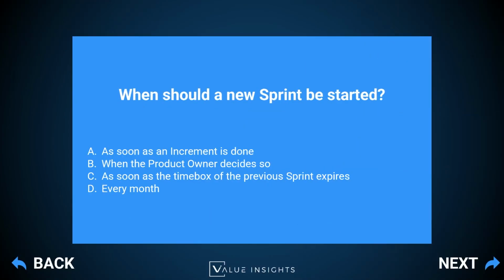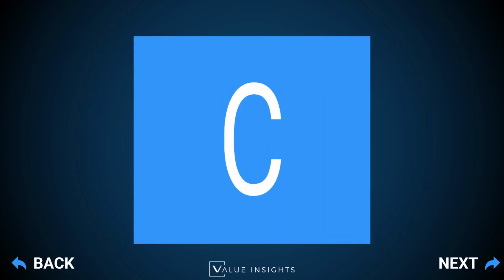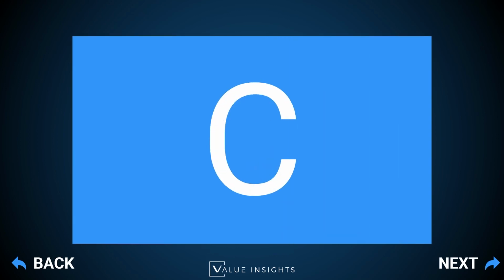Next question. When should a new sprint be started? A, as soon as an increment is done. B, when the product owner decides so. C, as soon as the time box of the previous sprint expires. Or D, every month. So our answer here is C.